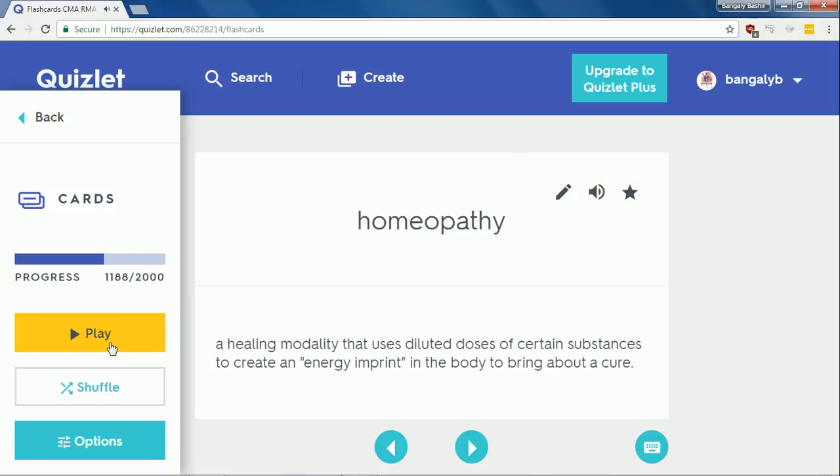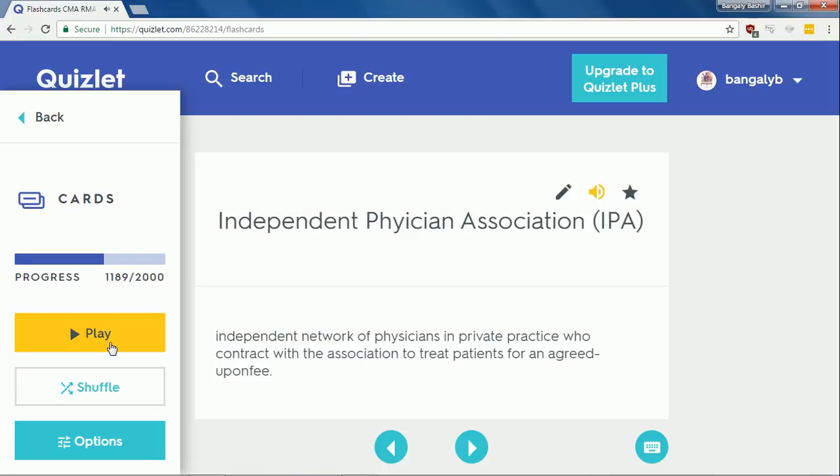Homeopathy: a healing modality that uses diluted doses of certain substances to create an energy imprint in the body to bring about a cure. Independent Physician Association: independent network of physicians in private practice who contract with the association to treat patients for an agreed-upon fee.